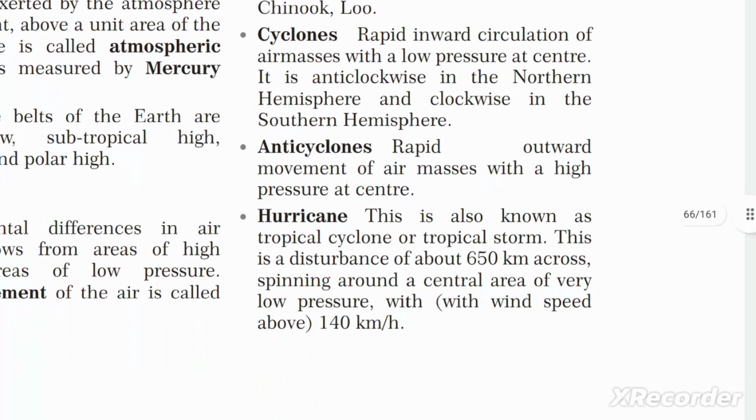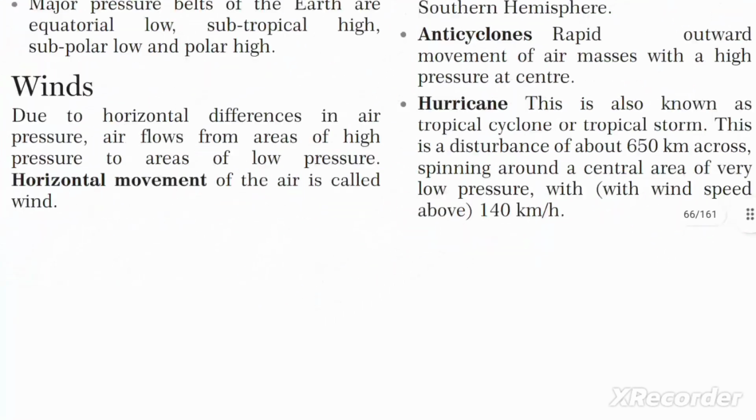Anticyclone: rapid outward movement of air masses with a high pressure at center. Hurricane: this is also called a tropical cyclone or tropical storm. This is a disturbance of about 650 km across, spinning around a central area of very low pressure with wind speed above 140 km per hour.